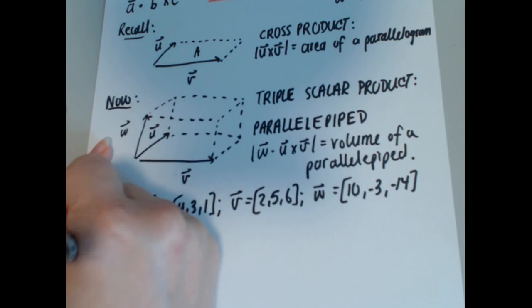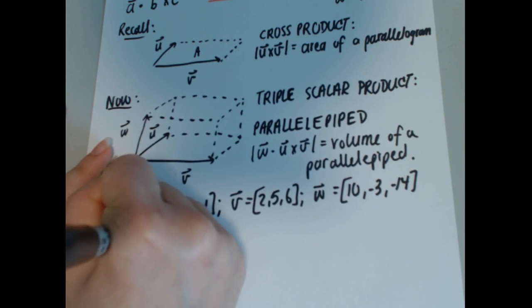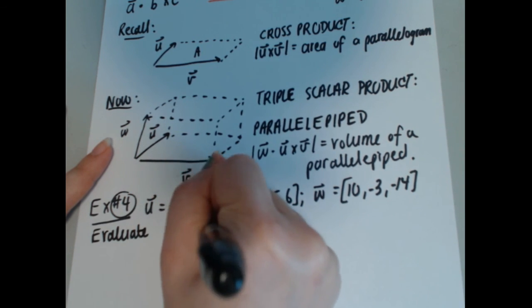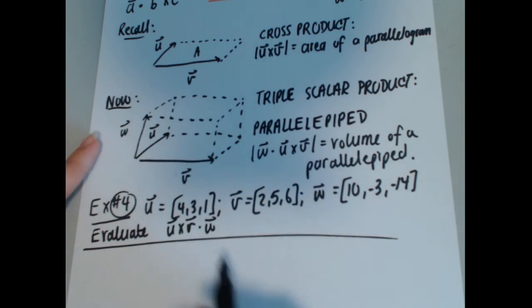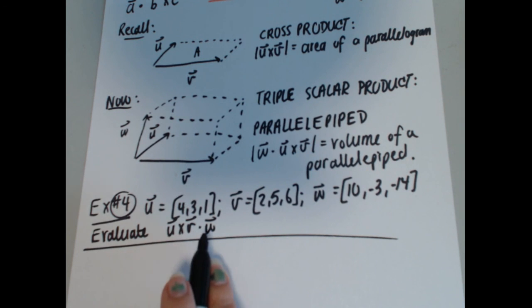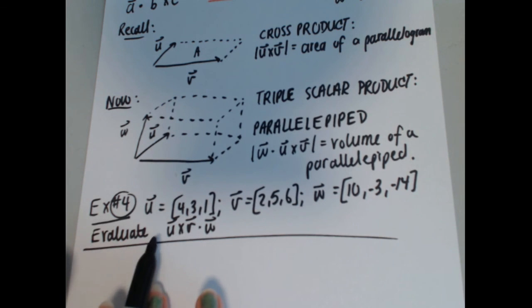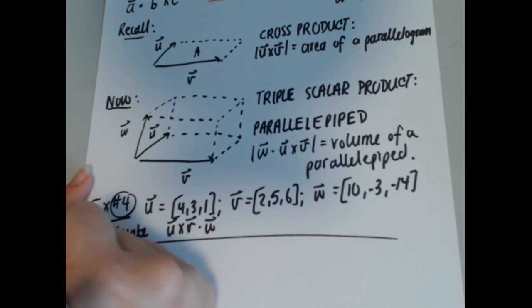Okay, so what we need to do here is evaluate U cross V dot W. That's the same thing as W dotted with U cross V. Dot product is commutative. It doesn't matter which order you do it. Cross product, it does. So the first thing I need to do is figure out what the cross product between U and V is.